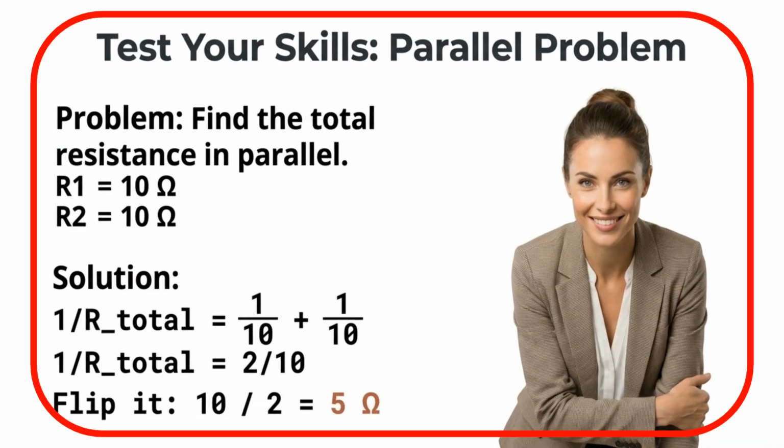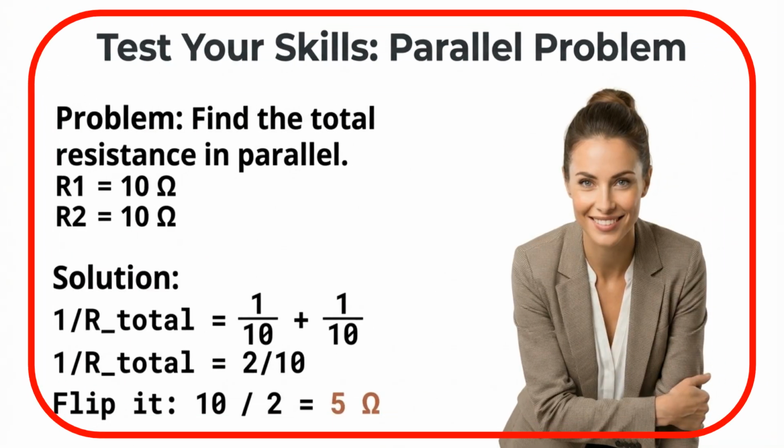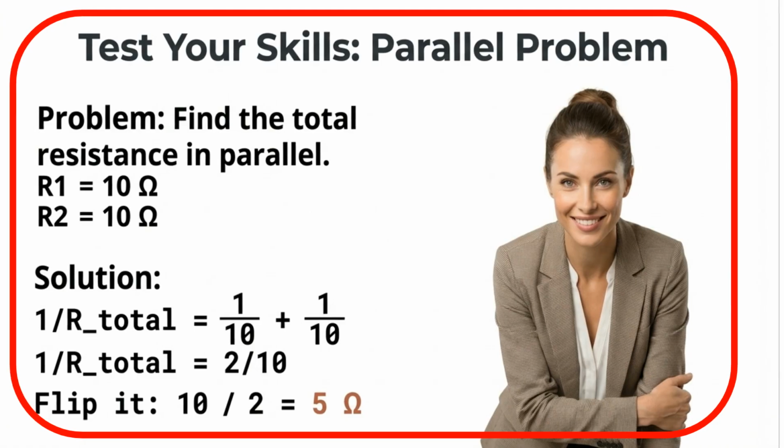Here's a parallel problem. Find the total resistance if R1 is 10 ohms and R2 is 10 ohms. The solution is 1 over 10 plus 1 over 10, which is 2 over 10. Flip it to get 10 over 2 or 5 ohms.